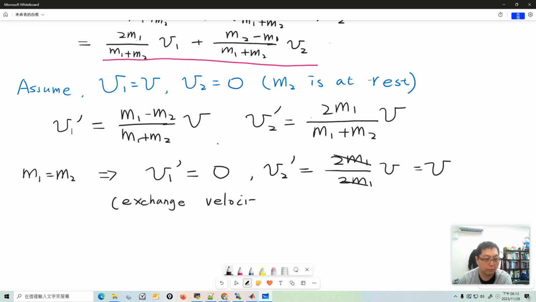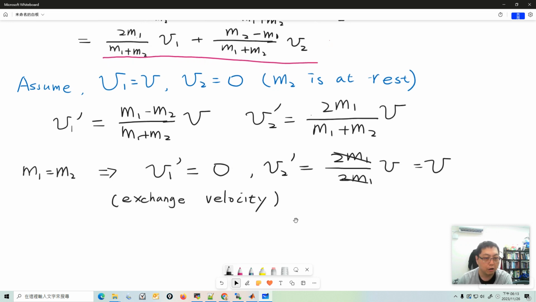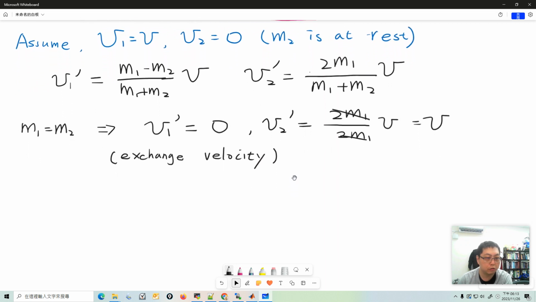That's the feature when the two objects have the same mass: before and after collision, they just exchange the velocity. Before the collision, v1 is v and v2 is 0. After collision, v1 prime becomes 0 and v2 prime becomes v. Just exchange the velocity. Very interesting. This will happen in an elastic collision when the two objects have the same mass. So that's the first situation, and there's a video that demonstrates this exchange of velocity. And the next one, let's see which one first.